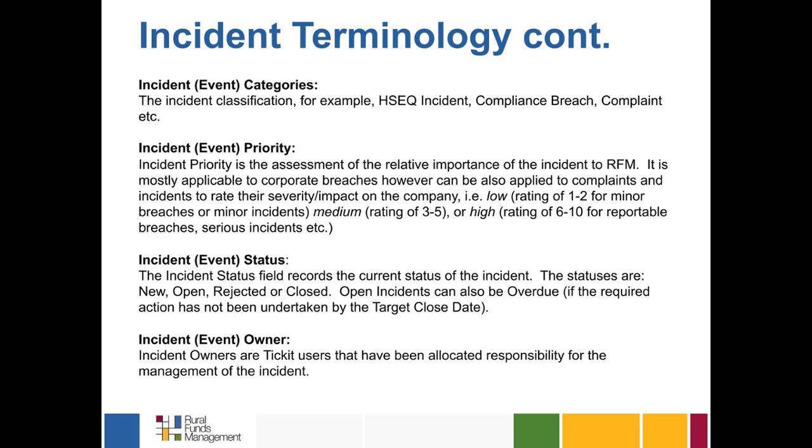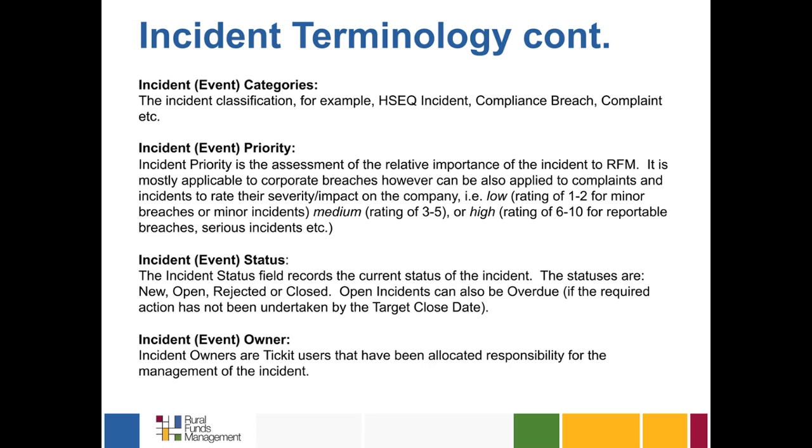Incident priority is the assessment of the relative importance of the incident to RFM. It is mostly applicable to corporate breaches, however, can also be applied to complaints and incidents to rate their severity or impact on the company. For example, low is a rating of 1 to 2 for minor breaches or minor incidents. Medium is a rating of 3 to 5, and high is a rating of 6 to 10 for reportable breaches, serious incidents, etc. The incident status field records the current status of the incident.